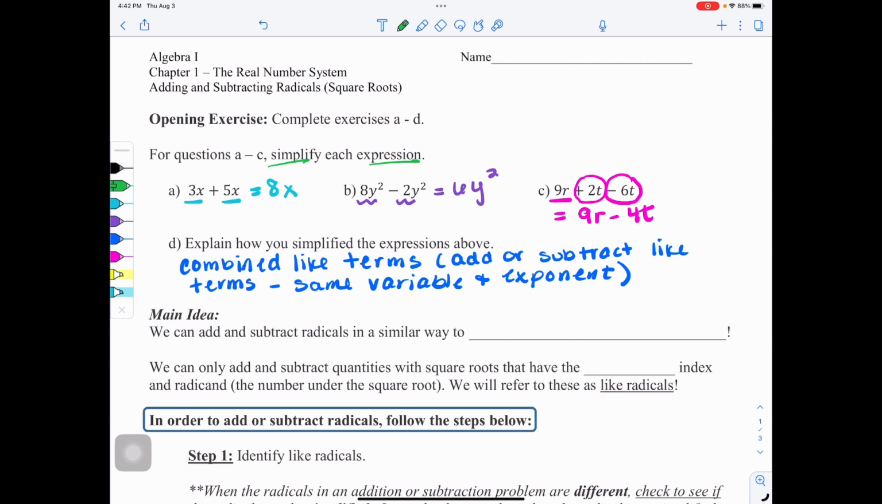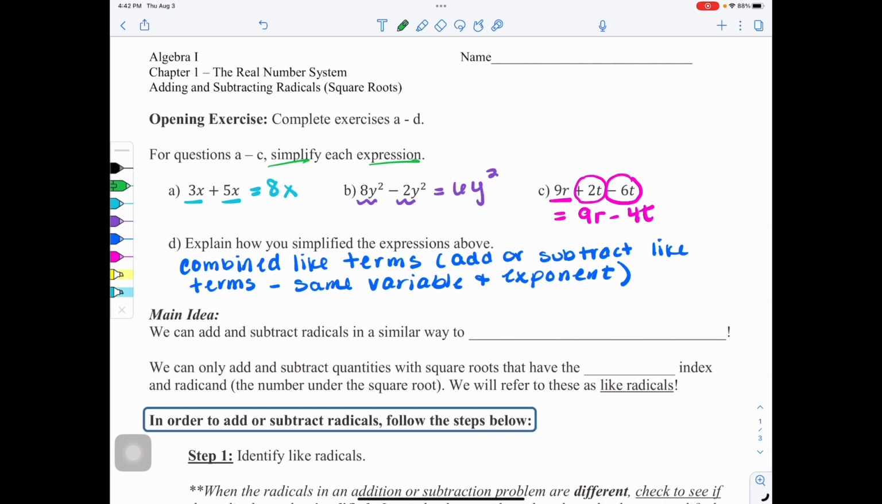In part B, you have 8y squared minus 2y squared. So again, they are like terms. You can subtract the coefficients. 8 take away 2 is 6y squared. Notice that I'm keeping the variable and keeping the exponent the same. They are not getting touched. I'm just adding or subtracting the coefficients.